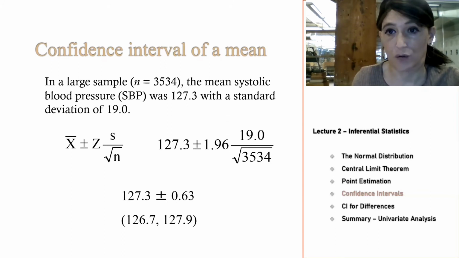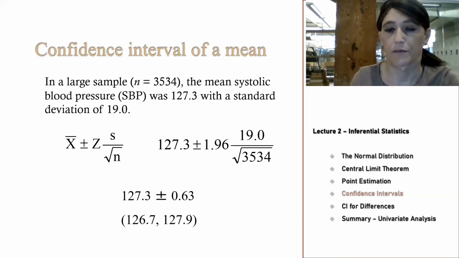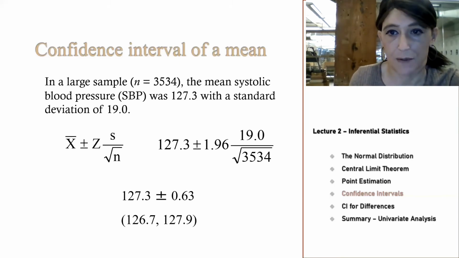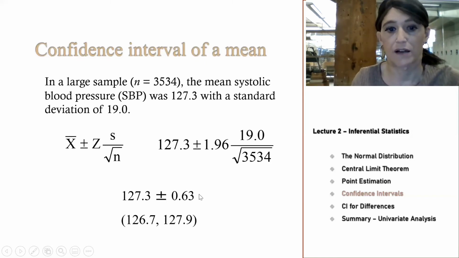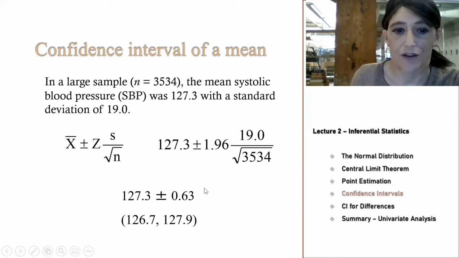The standard deviation is also important. So how much variability there is overall in systolic blood pressure will also help determine the confidence interval. Probably the most important thing is the sample size. So if we were to have half that sample, our confidence intervals would end up being much, much wider. So we can be 95% confident that the true population systolic blood pressure is somewhere between 126.7 and 127.9.